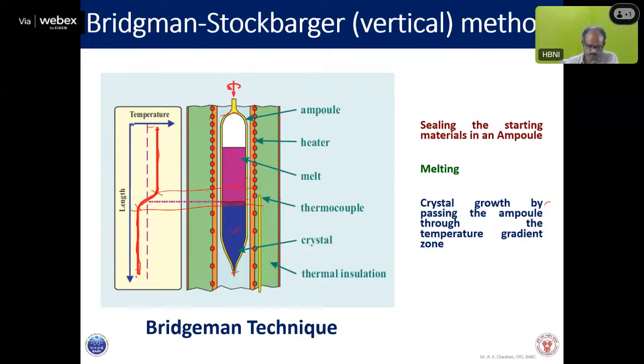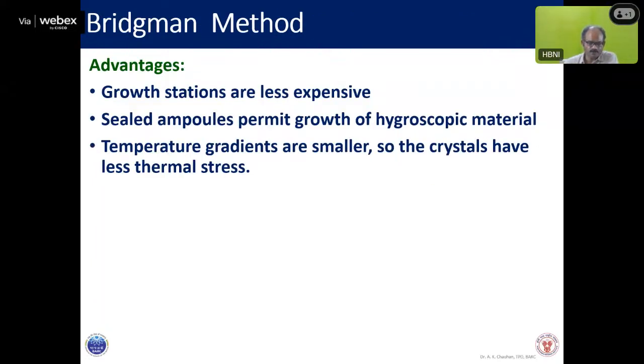So that is the advantage of the Bridgman technique. Growth stations are less expensive. Sealed ampules permit growth of hygroscopic materials. Temperature gradients are smaller, so the crystals have less thermal stress.